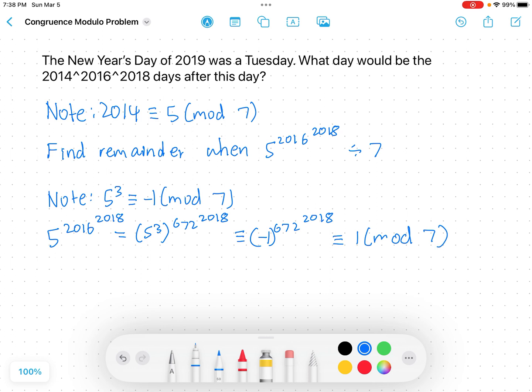Well, what does 1 mean? 1 means that after a bunch of whole weeks, we get 1 remainder. And this 1 remainder is going to be equal to 1 day. So 1 day after Tuesday is going to be Wednesday. And Wednesday is going to be the answer to this problem.